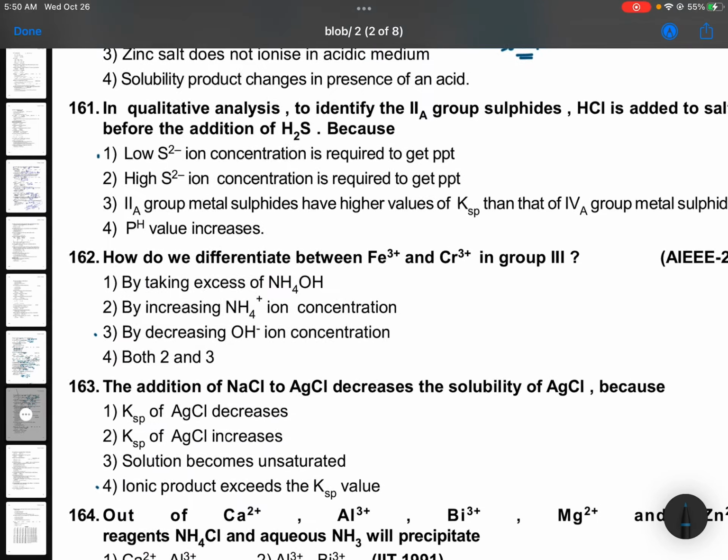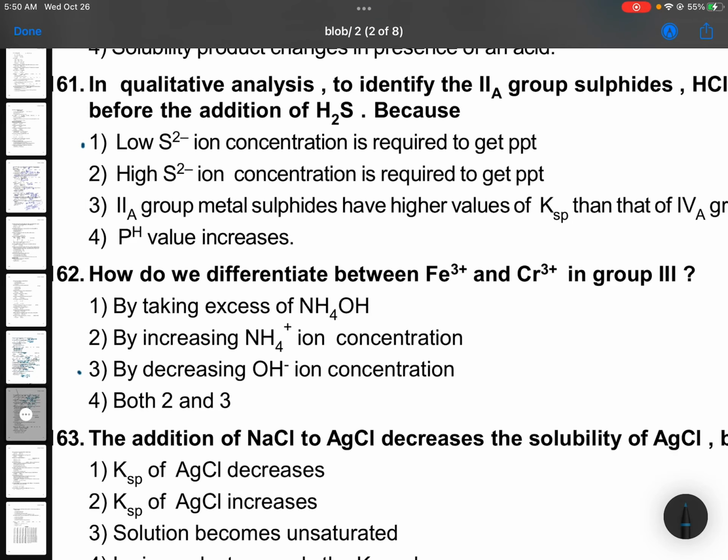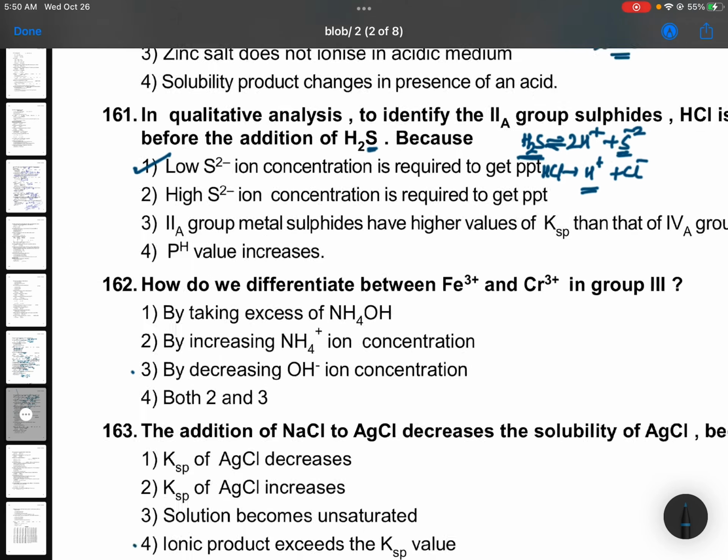In qualitative analysis, to identify the second group A sulfides, HCl is added to the salt solution before the addition of H2S because we don't need much sulfide concentration. We need to decrease the sulfide ion concentration. H2S dissociates like 2H+ plus S-2. Its dissociation can be suppressed by adding HCl due to the increase in the concentration of H+ ions. So S-2 concentration also decreases because the backward reaction takes place in H2S dissociation. So low S-2 ion concentration is required.